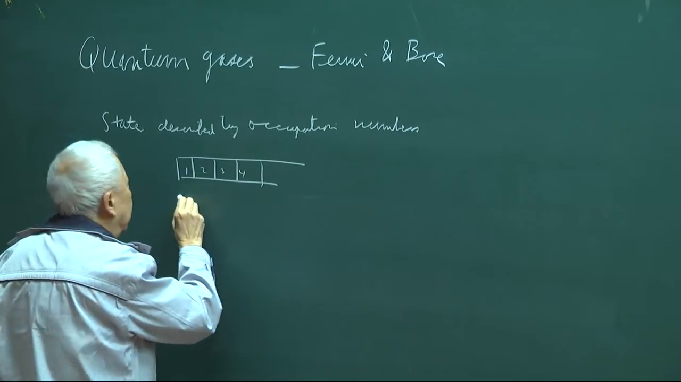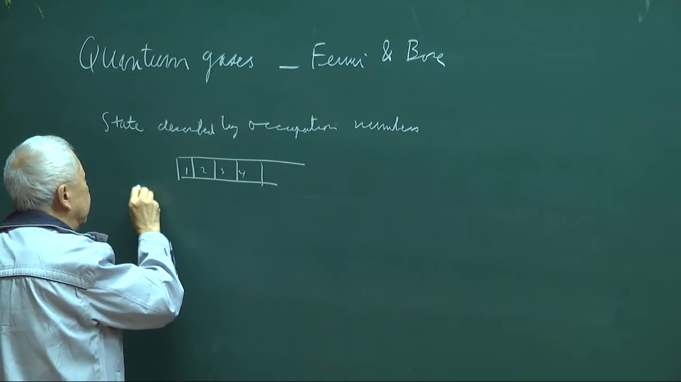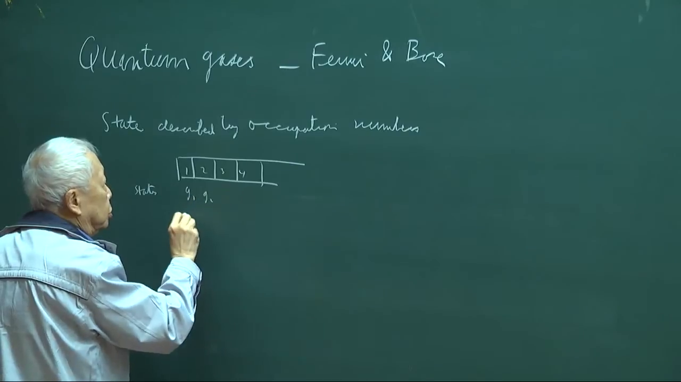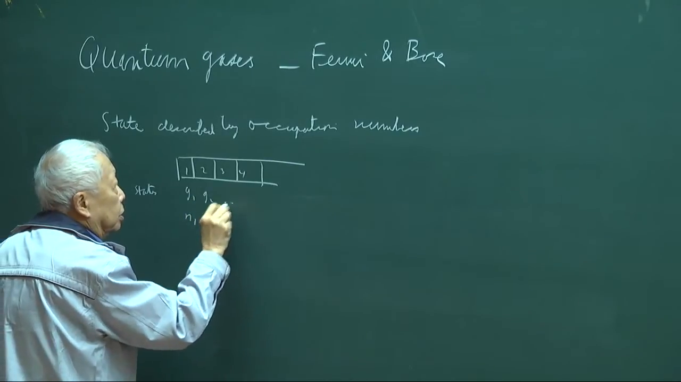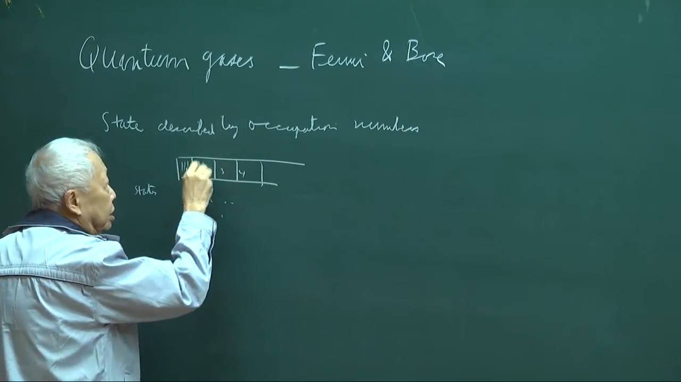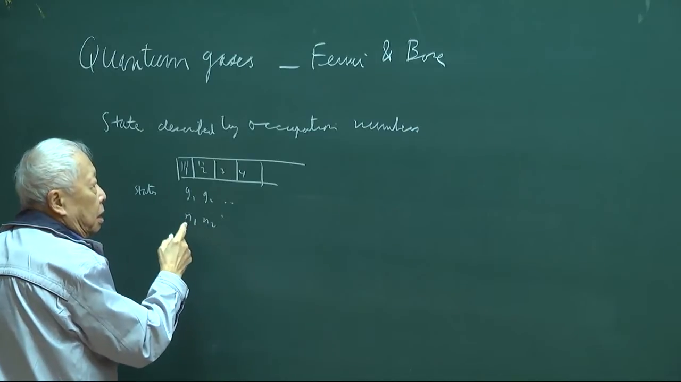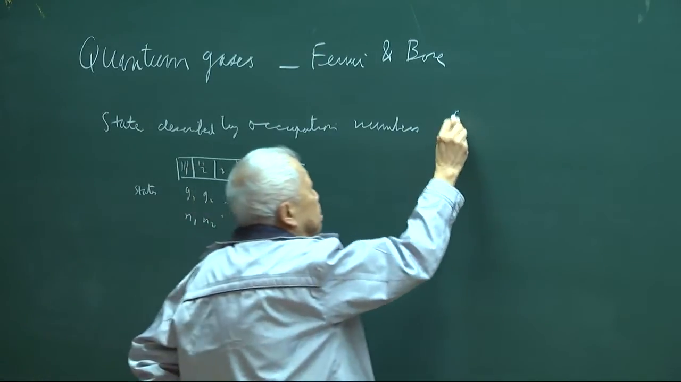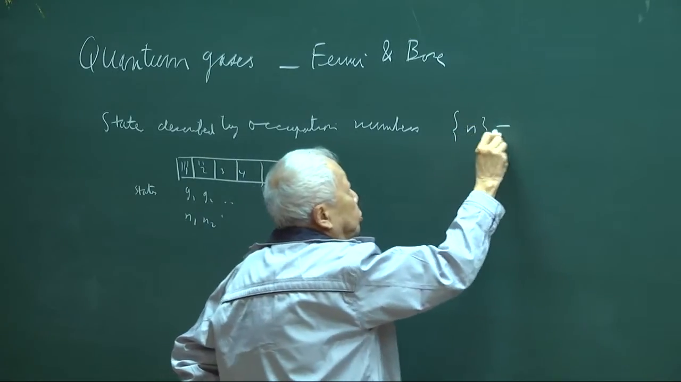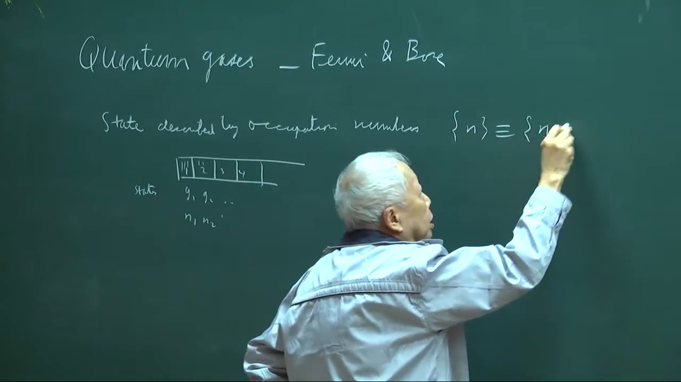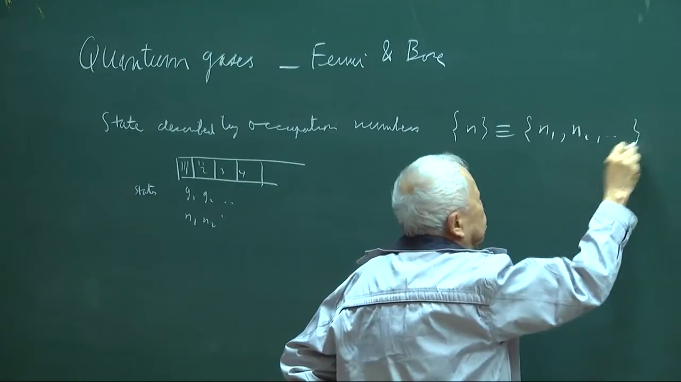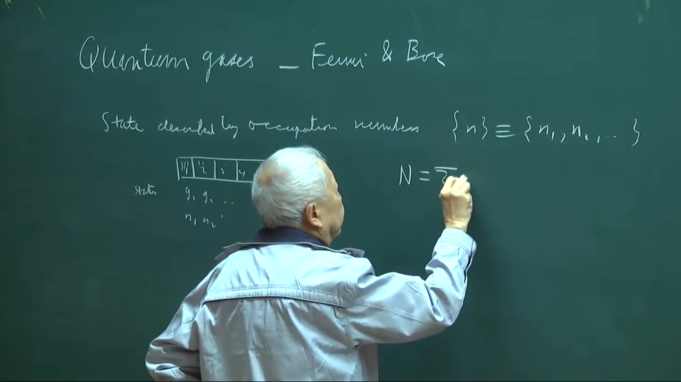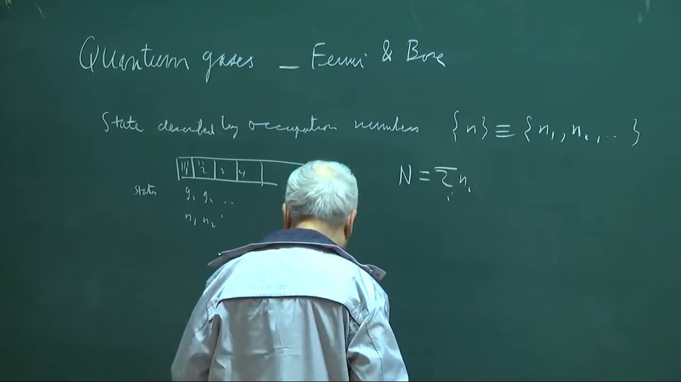And the states inside it are g1, g2, and have N1, N2 in here. Each one of these has g1 states, and then the N1 particles in here, just as we discussed last time. And this set is denoted N, which is just a shorthand for N1, N2, and so forth. And since there are N particles, the summation of N_i over all i is equal to N.